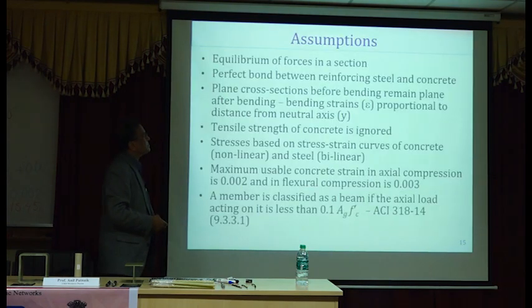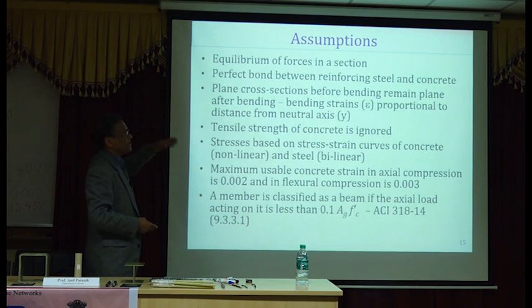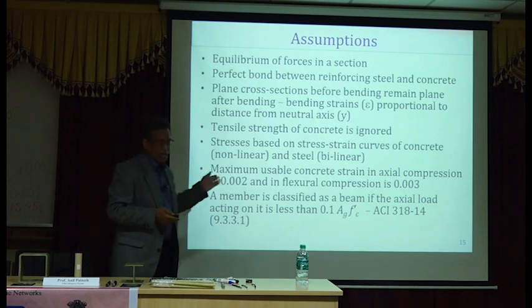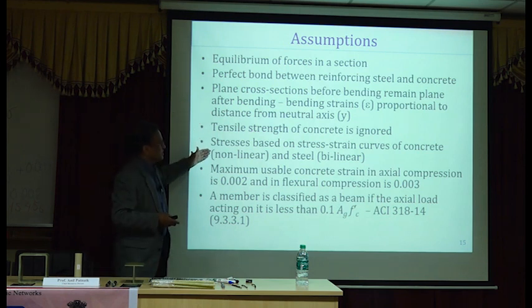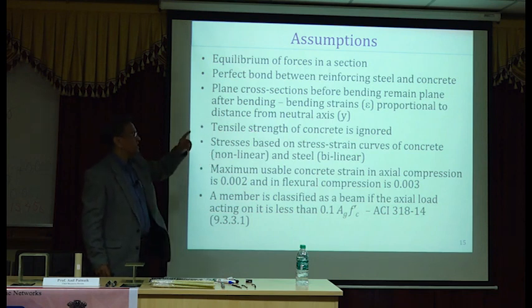Okay. So in this, the same assumptions, we are all familiar with this. Equilibrium in each section must be established. Perfect bond between steel and concrete, which is good. Plane sections remain plane after bending, which means you will have a linear strain diagram. All these things are not new to you. Tensile strength of concrete is ignored below the neutral axis.